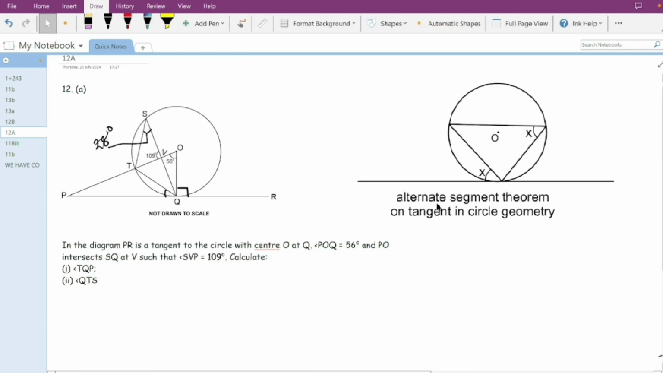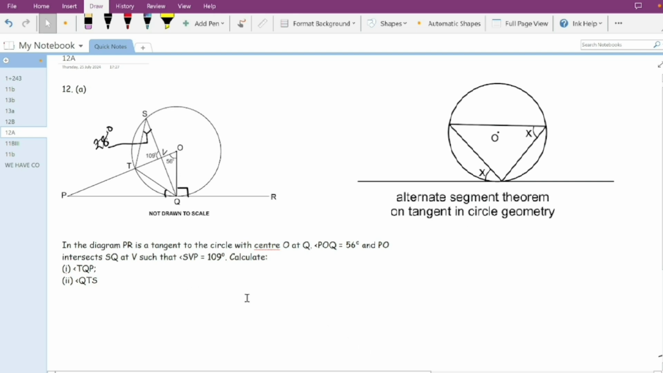We're referring to this theorem, the alternate segment theorem on tangents in circle geometry, where the angle the tangent makes with the chord is the same as the angle the two ends of the chord make on the major segment, or on the circumference of the circle on the other side, not on the side where you have the angle between the tangent and the chord. It's on the other side. So we should note that too.